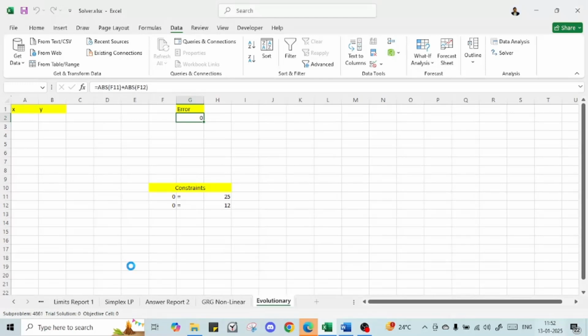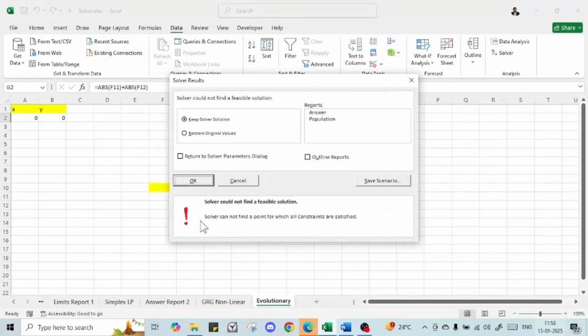It's going on. If the objective doesn't really change, it will stop after 30 seconds. This method is based on the principle of natural selection, which is why we need to be very careful. You will see that the solver cannot find a point for which all constraints are satisfied. So that is what the answer was.